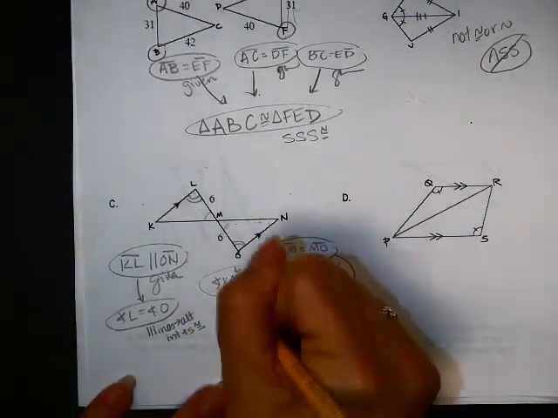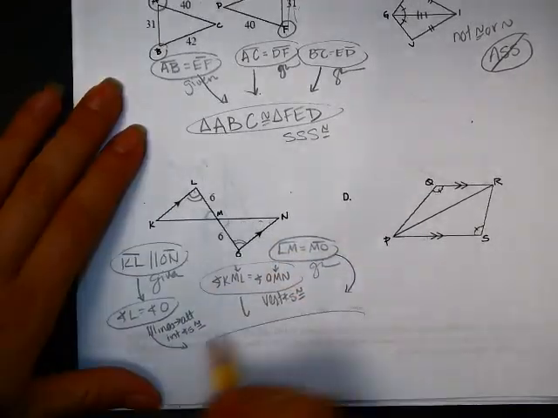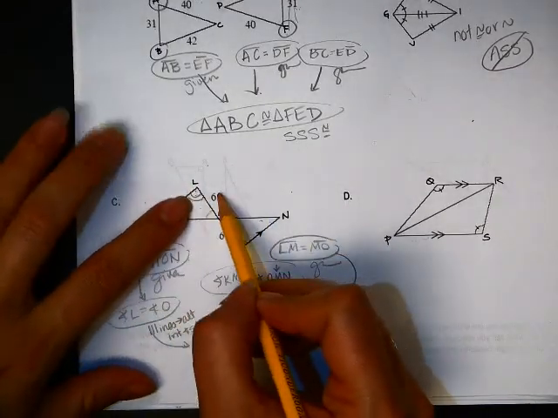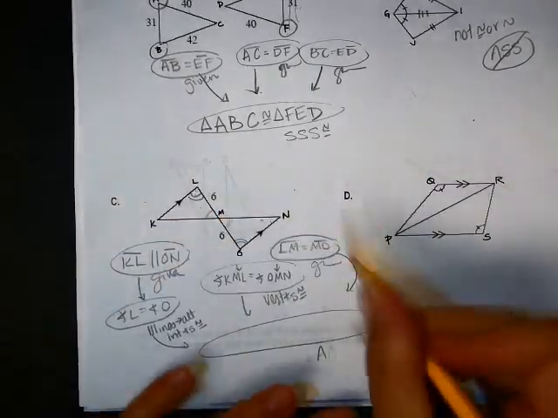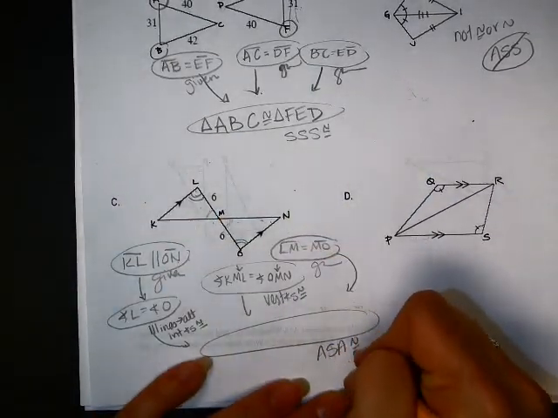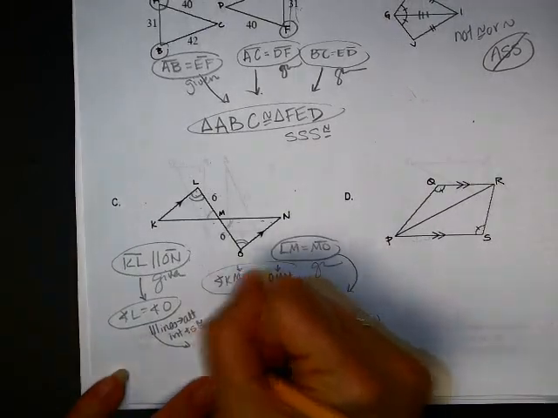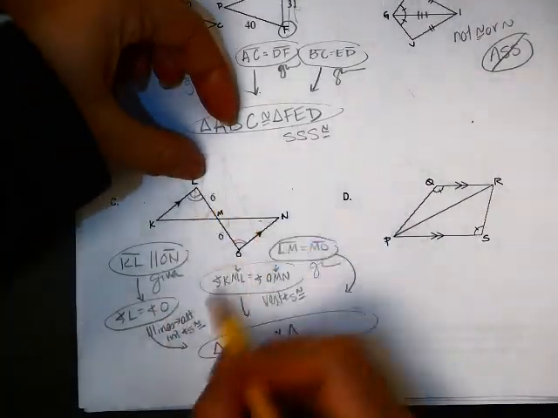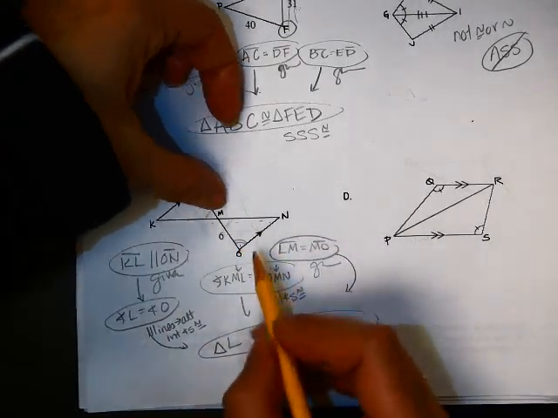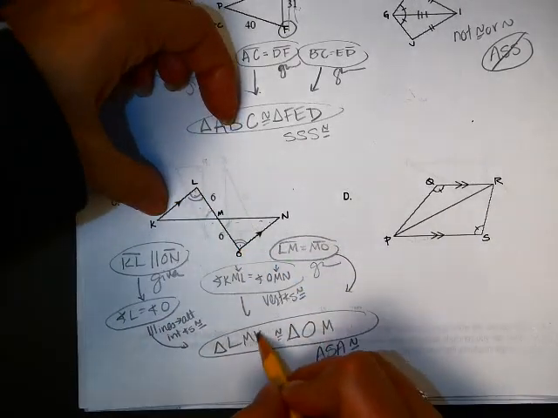And now I have enough information. I look at my diagram and I say ASA is why I have it. So that's pretty much it. You're here, so I'll help you out. L goes with O. M goes with M, and then K goes with N.